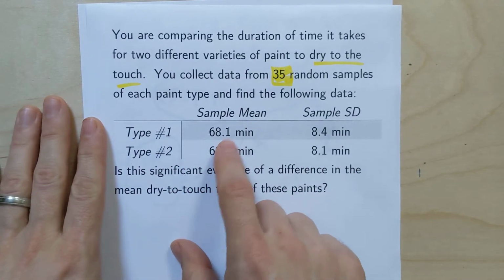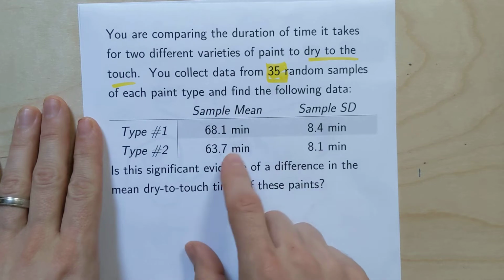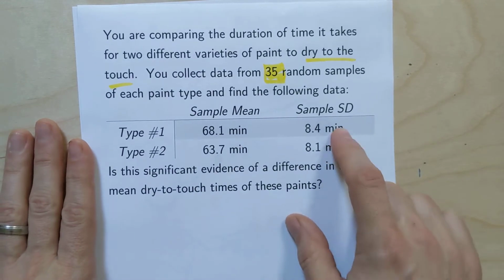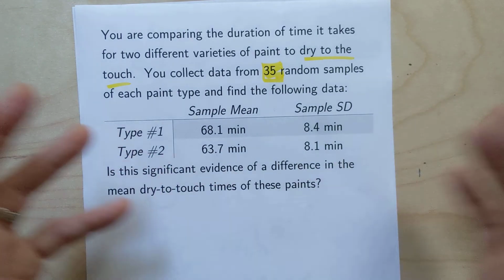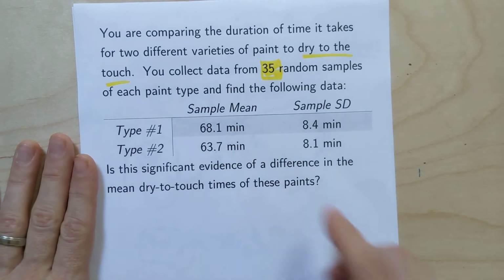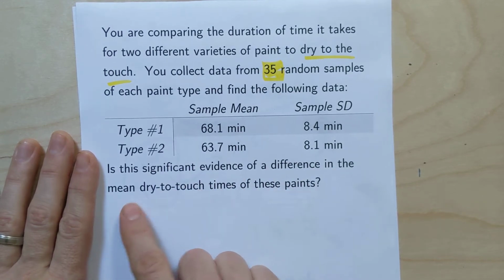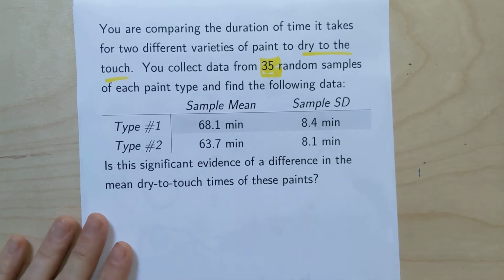So 68.1 minutes on average here, 63.7 minutes on average here, and then we have standard deviations. They actually ended up being kind of similar. They both had a standard deviation of 8.4 minutes. So a decent amount of variation away from the mean here. And the question: is this significant evidence of a difference in the mean dry to touch times of these paints?